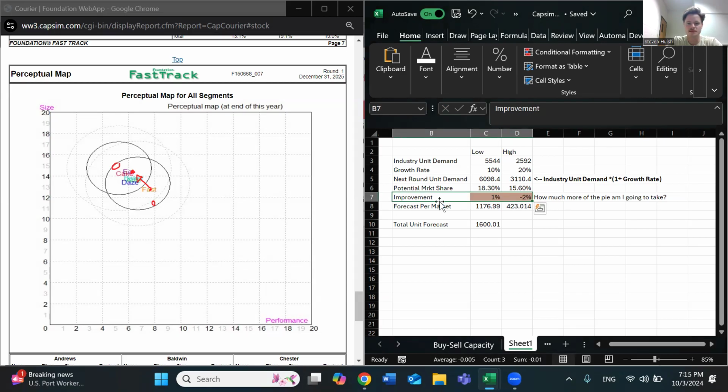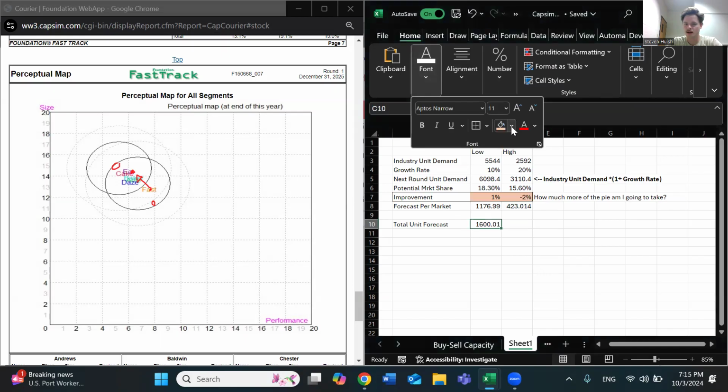Yep, this improvement is entirely based off of your own judgment. You guys are welcome to create any kind of forecasting tables that you want. You can look up actual businesses, forecasting methods. There's a billion of them out there, and they all have their merits. And I'm just gonna highlight this here.